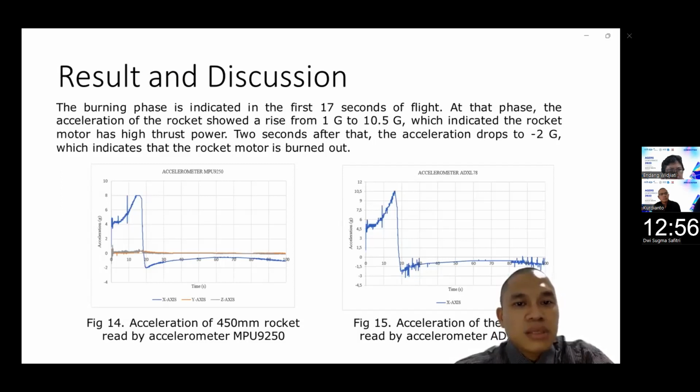The burning pulse is indicated in the first 17 seconds of flight. At that pulse, the acceleration of the rocket saw a rise from 1G to 10.5G, which indicated the rocket motor has high thrust power. 2 seconds after that, the acceleration dropped to minus 2G, which indicated the rocket motor is burnt out.